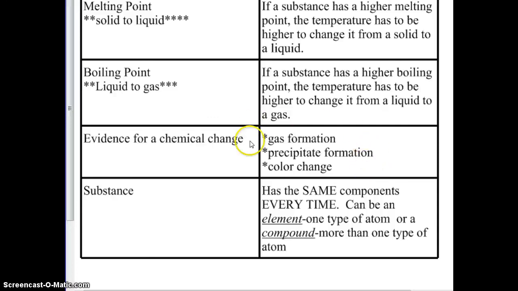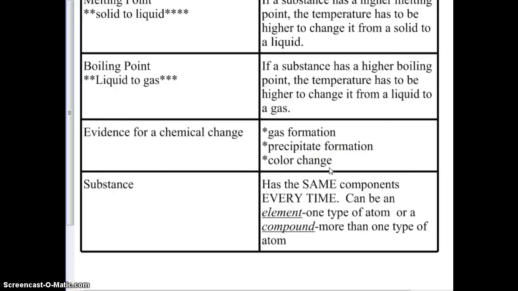Now you might not see all three of them, but usually if you see gas forming, you know a chemical change has taken place. If a precipitate is forming, a chemical change has taken place, and a color change will usually indicate a chemical change, unless you're mixing paint, in which case that's just a physical change.